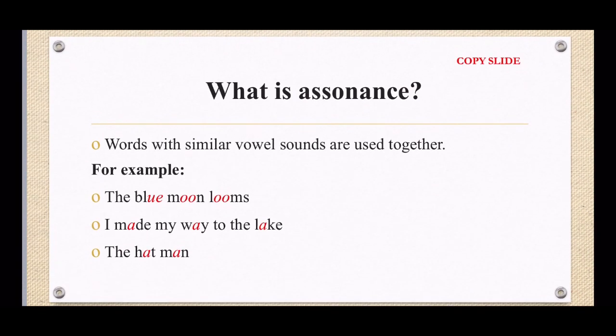What is assonance? These are words with similar vowel sounds used together. For example, the blue moon looms. Here you can see I've highlighted all the vowel sounds. We know our vowels are A, E, I, O, U. So here we have blue, moon, looms, right? You can see that all the vowel sounds are used together.